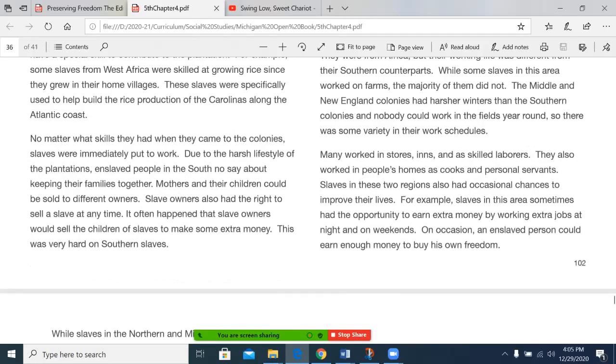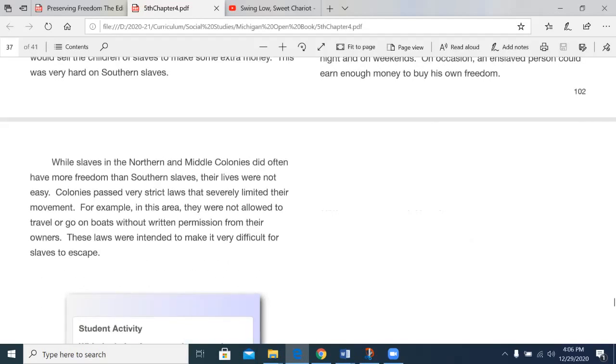Many worked in stores, inns, and as skilled laborers. They also worked in people's homes as cooks and personal servants. Slaves in these two regions also had occasional chances to improve their lives. For example, slaves in this area sometimes had the opportunity to earn extra money by working extra jobs at night and on weekends. On occasion, an enslaved person could earn enough money to buy his own freedom.